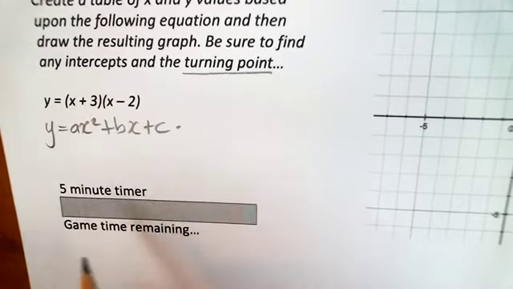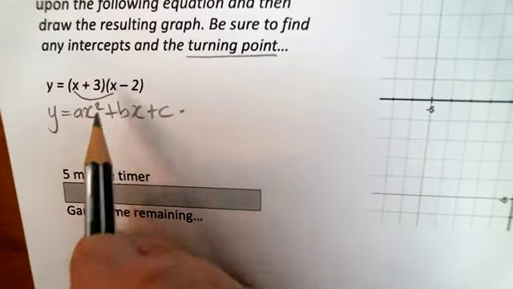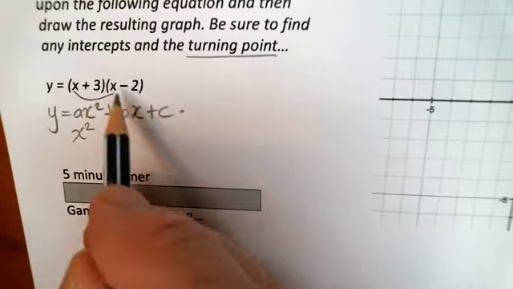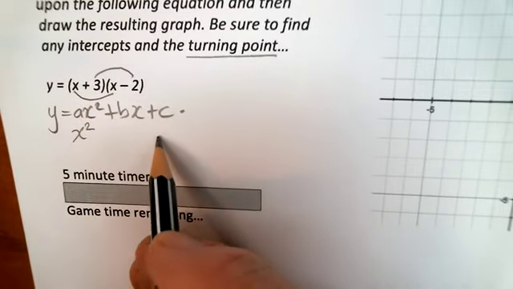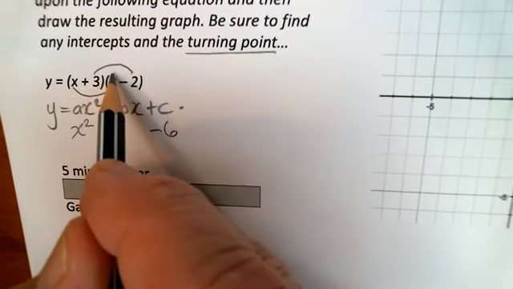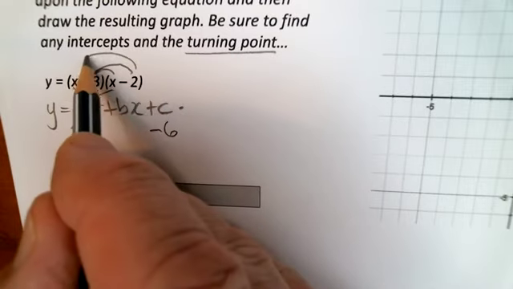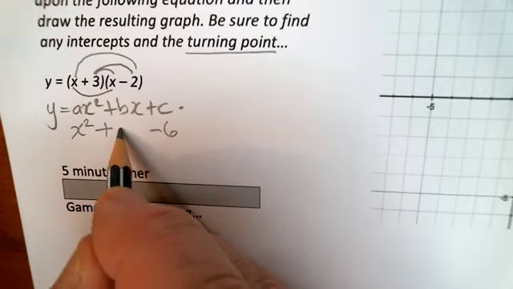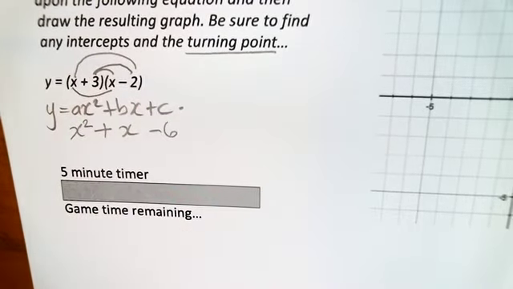So to do that, we just expand this out. So we're going to have x times x is x squared. 3 times negative 2 is going to be negative 6. And we've got a positive 3x and a minus 2x, which is just going to be plus x. So there we are. That's our equation.